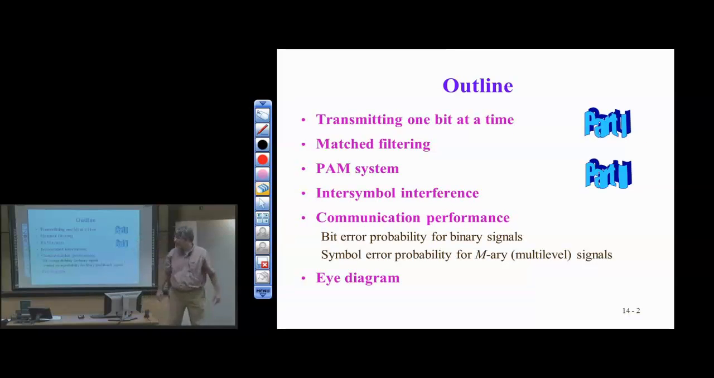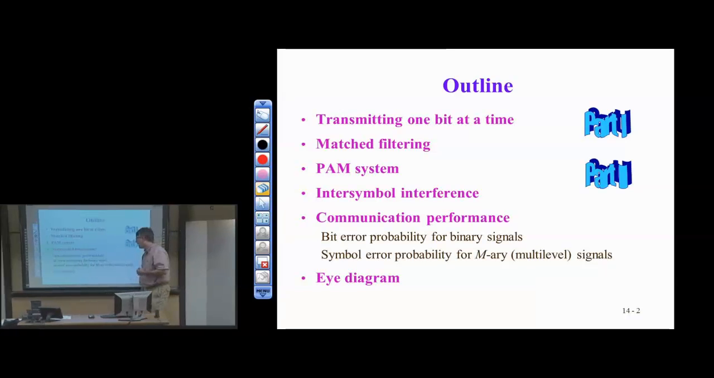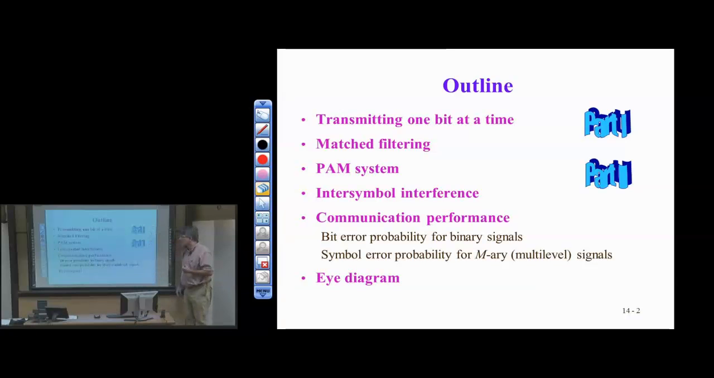So we've already covered the transmission of one bit at a time, matched filtering, PAM system, and the first part of communication performance on bit error probability for binary signals. For today, we'll do symbol error probability and eye diagrams. And if time permits, we'll come back and do intersymbol interference.